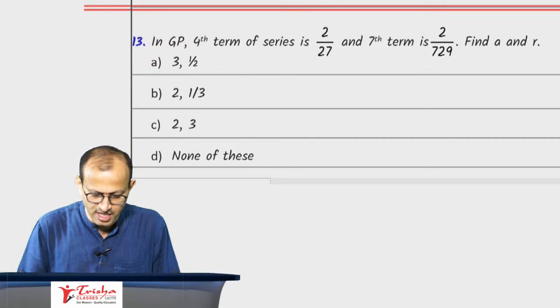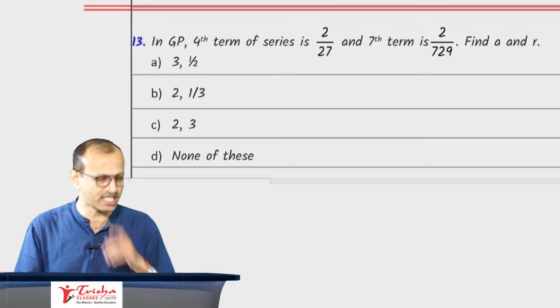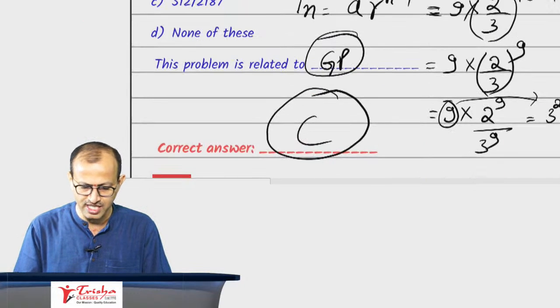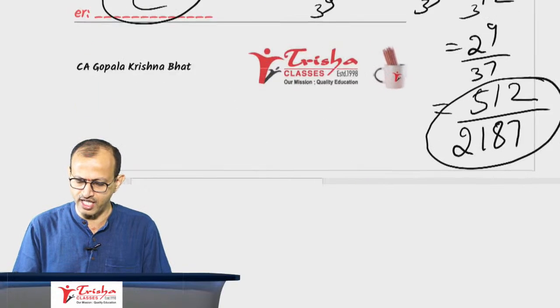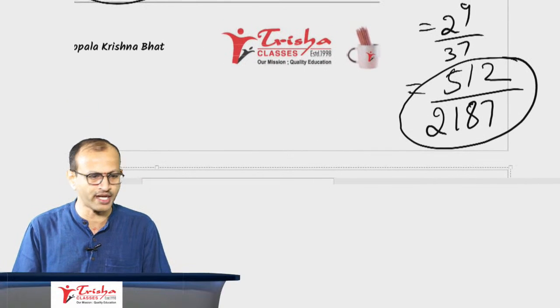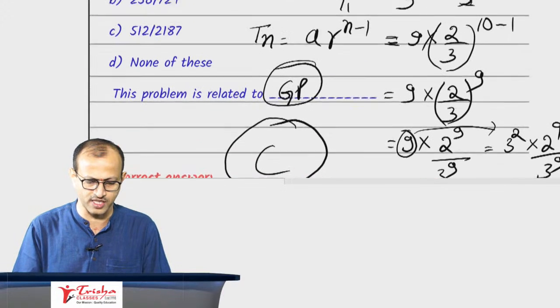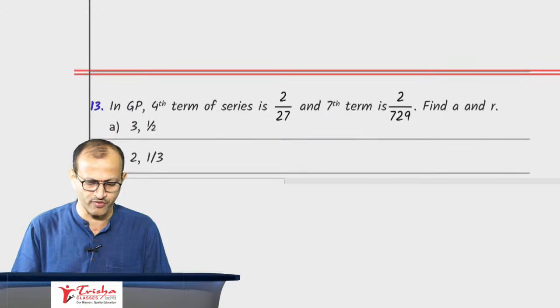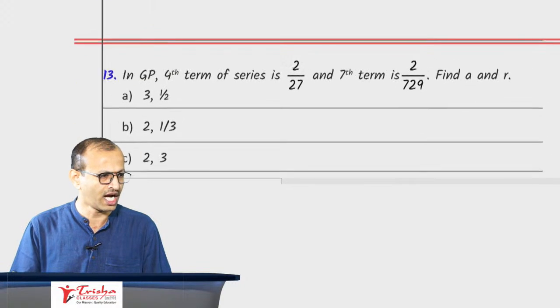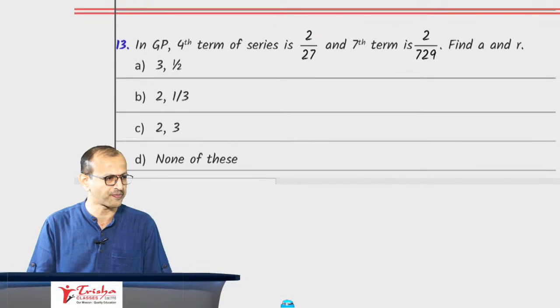Excellent. In GP, fourth term of the series, we were here in last class. What is the 10th term of the series? We finally arrived at 512 by 2187. That's the last question. So note the material which is supplied to you, 12th question over. We are on the 13th question, and the 13th question goes this way.